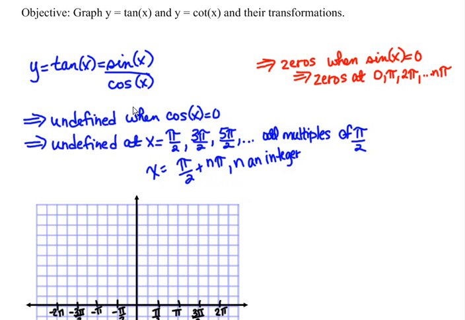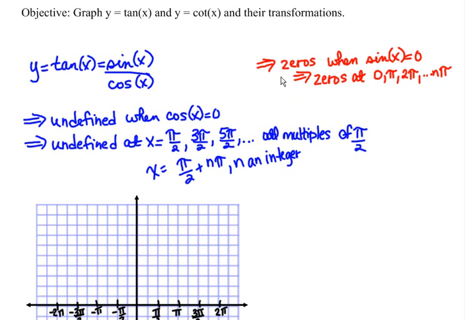So remember that tangent is defined to be sine x over cosine x. So whenever we have a fraction like this, we need to think about values that make the denominator 0, because that's where the graph will be undefined, and that is where we're going to have vertical asymptotes. So it's undefined, we know, when cosine x is equal to 0. And if you recall, cosine x is 0 at pi over 2, 3 pi over 2, 5 pi over 2, basically odd multiples of pi over 2. The way that we can write that concisely is just x is equal to pi over 2 plus n pi, where n is an integer.